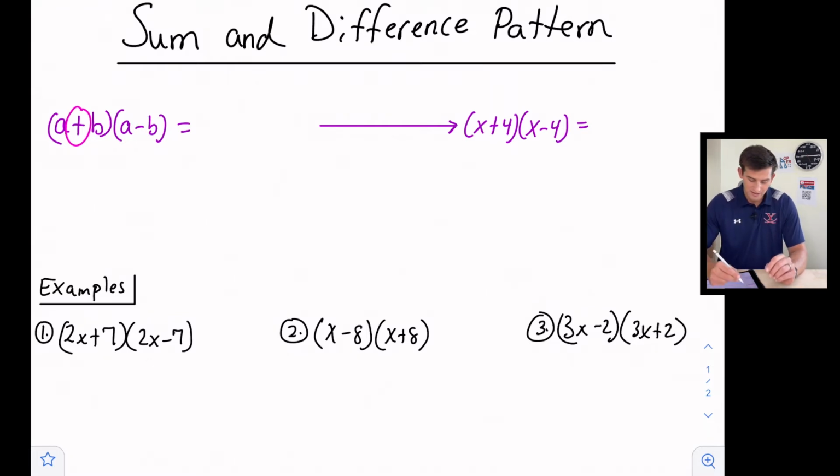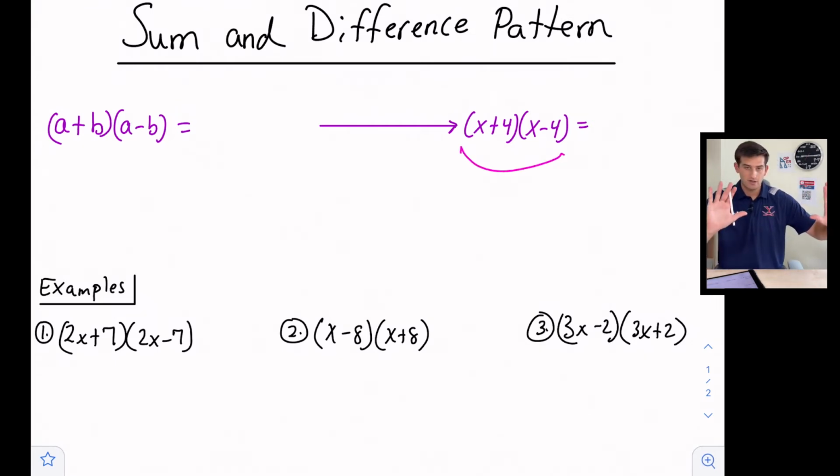So notice we have the same two terms, a and b, but on one of our binomials we are adding a and b, and on the other we are subtracting, okay? So if we look at this example over here, notice how we have x on both of our binomials. We have 4 on both of our binomials. One of those is just x plus 4, the other is x minus 4. So that's what the sum and difference pattern is going to look like.